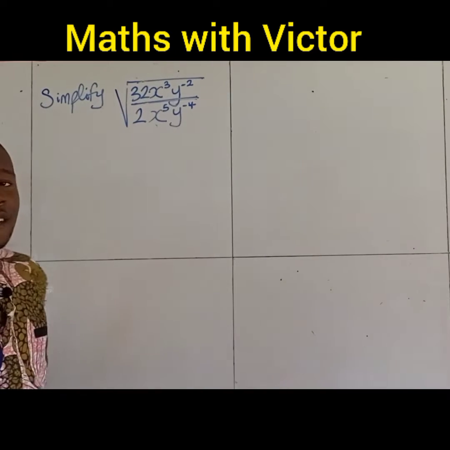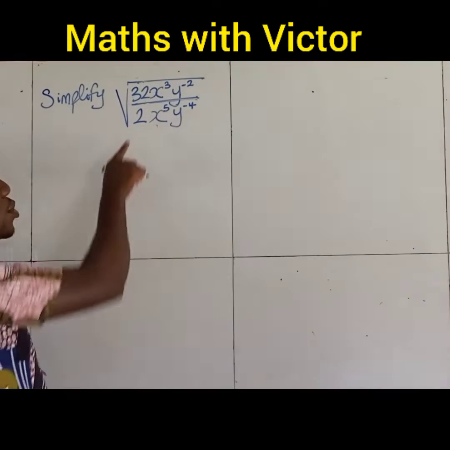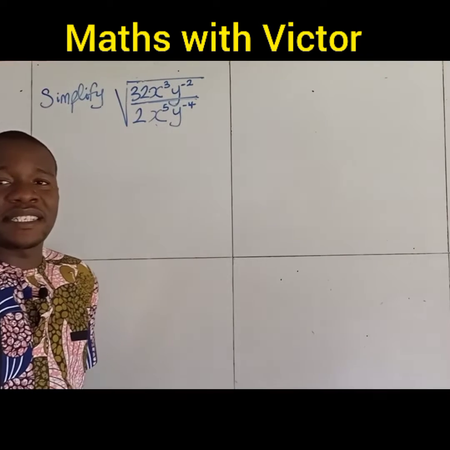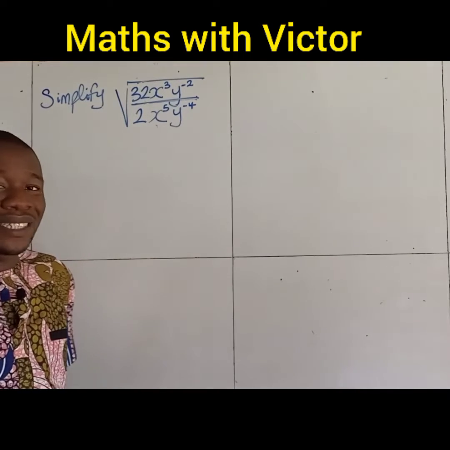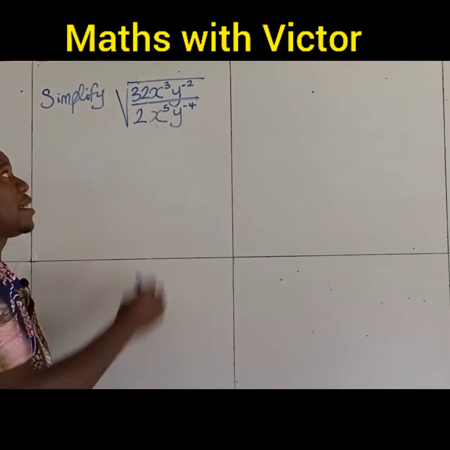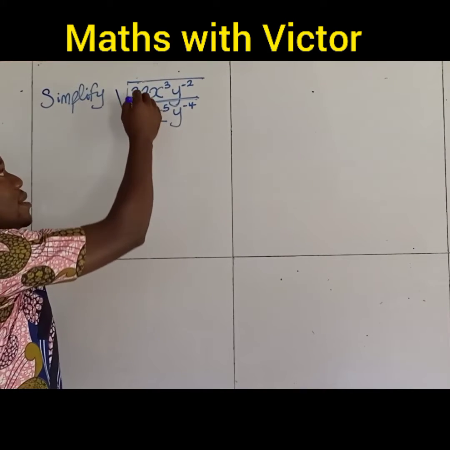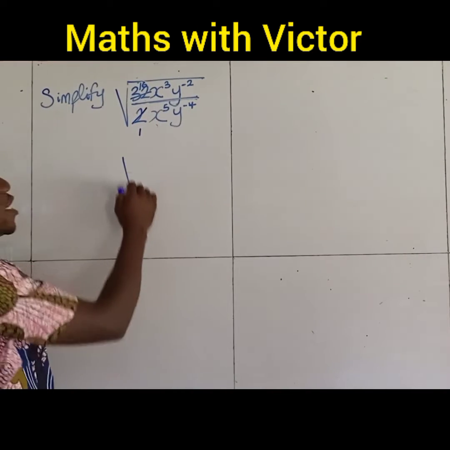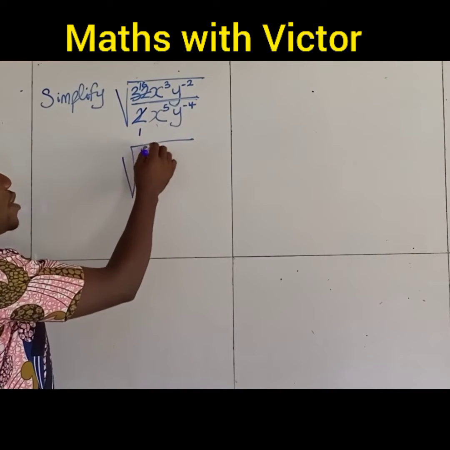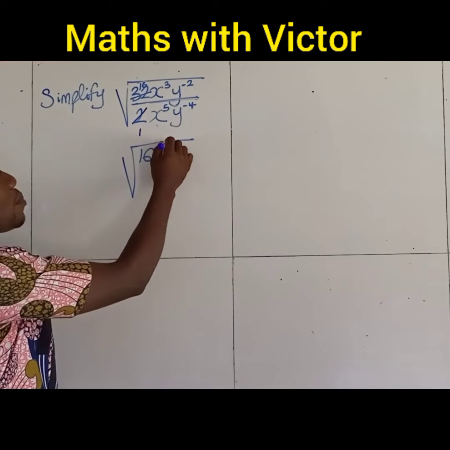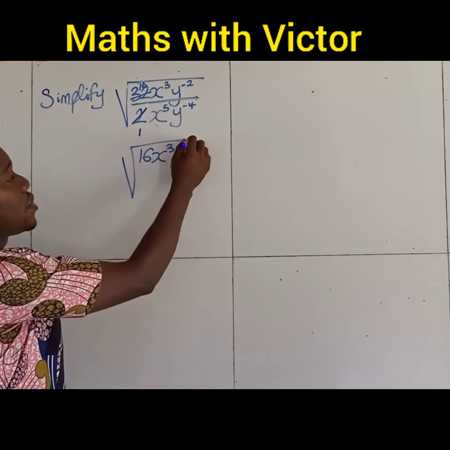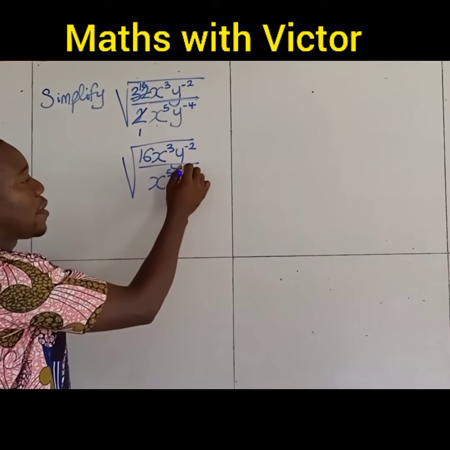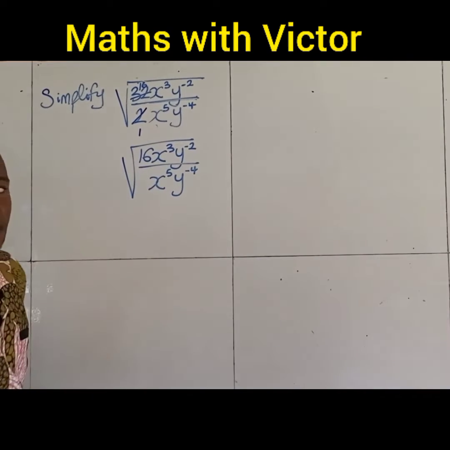The first thing I want you to notice is that 2 is a factor of 32. What that means is that 2 can divide 32 without any remainder. 2 divided by 2 is 1, and 2 divided by 32 is 16. So we can write the expression as square root of 16x to the power of 3 y to the power of minus 2 all over x to the power of 5 y to the power of minus 4. We can continue from here.